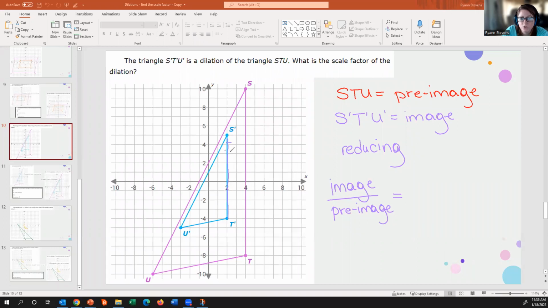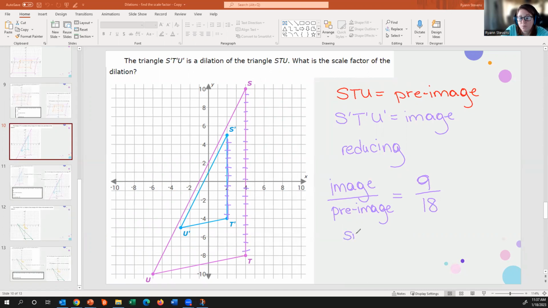So 1, 2, 3, 4, 5, 6, 7, 8, 9 would be our image. And then we're going to use the same corresponding side over here. We're going to count 1, 2, 3, 4, 5, 6, 7, 8, 9, 10, 11, 12, 13, 14, 15, 16, 17, and 18. 9 over 18.